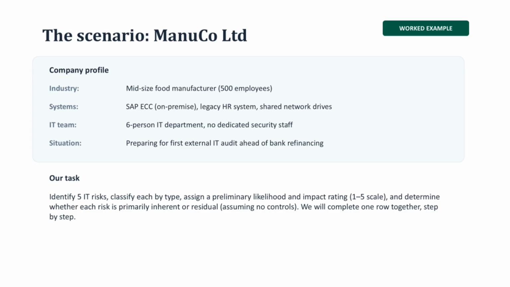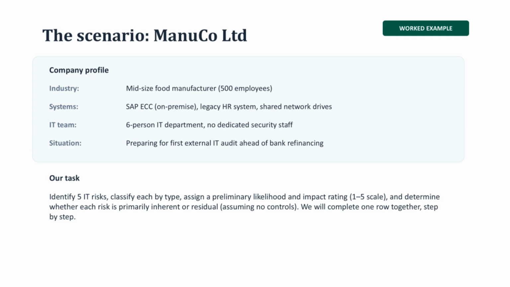If you look at the first line, we have given the industry name. In the second line, we have the systems. So we have SAP ECC on-premise, then the legacy HR system. The first word which is highlighted here is legacy HR system, which means we are using old software, probably unpatched, possibly with known vulnerabilities that have not been fixed. Now we have another one in the systems, shared network drives, which almost always means no access control.